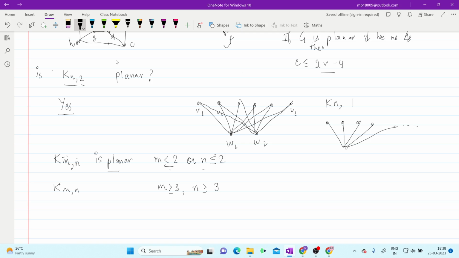What about K_{M,N} when M is greater than or equal to 3 and N is greater than or equal to 3? Is it planar? No. Why? K33 is not planar. Yes, K33 is not planar. What about the rest of the cases, if M equal to 3 and N equal to 3? Now we know that, but what about the rest of the cases?